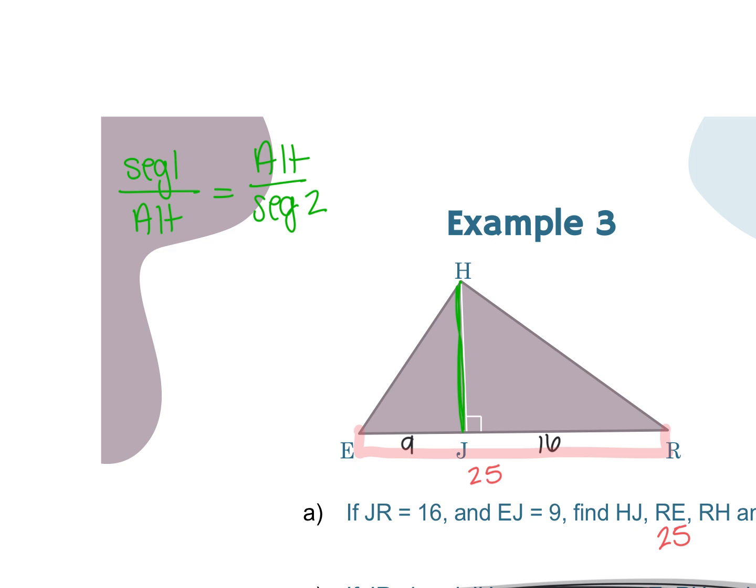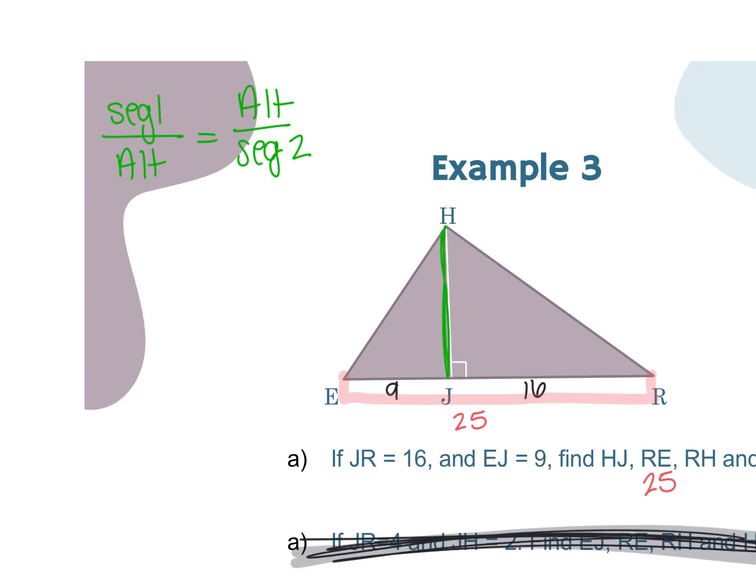So what is considered segment 1? What am I using for segment 1? I have 2 segments, the only 2 segments that are written there. They're giving me my segments. What am I using for segment 1? Somebody said it. EJ, which is what? It's 9. So I'm going to have 9 over, do I know what my altitude is? No. I'm going to write my altitude as X equals X over what's segment 2?